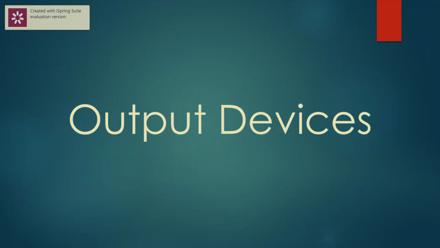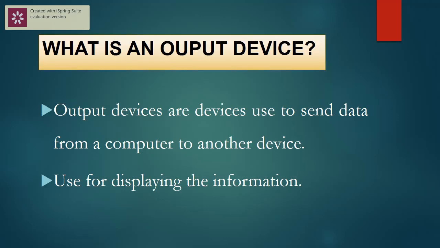Output devices. What is an output device? Output devices are devices used to send data from a computer to another device. This is used for displaying data or displaying the information. What are the examples of output devices in teaching and learning?